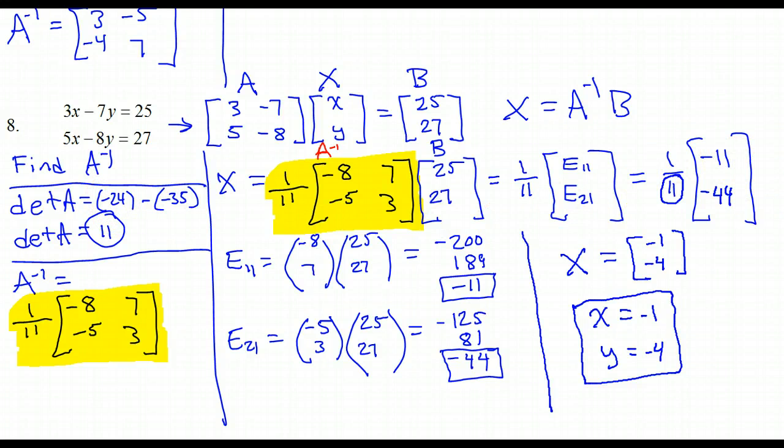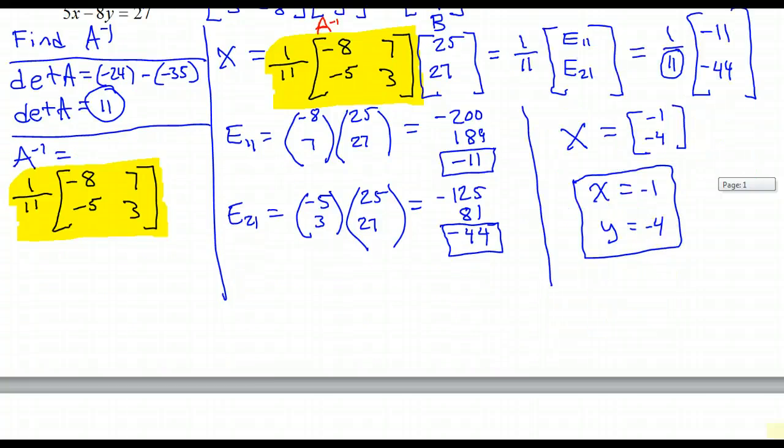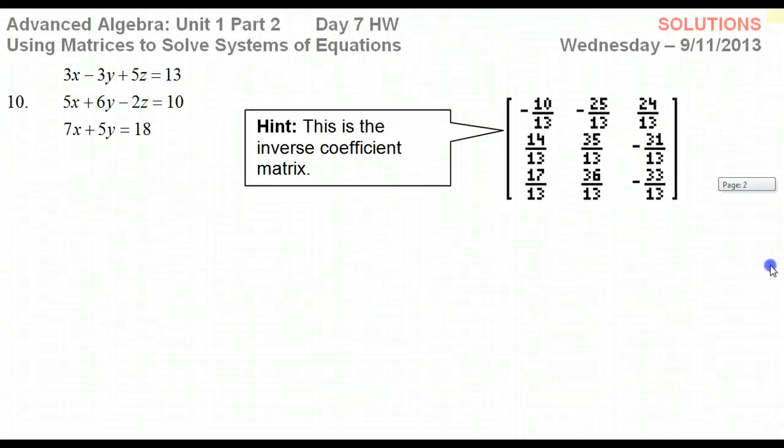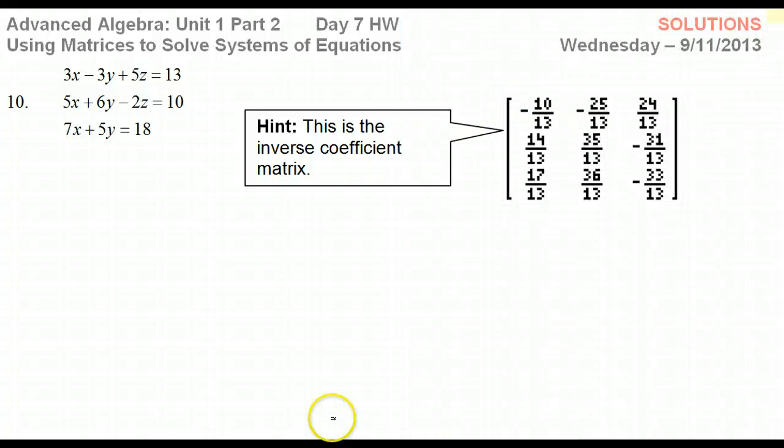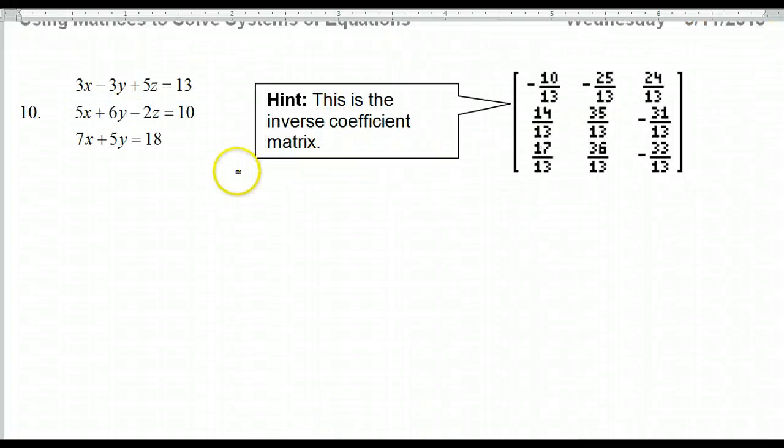Alright, let's move on to the back. This time we do not get to avoid the ugly fractions. Luckily, we have our trusty TI-30 XS Multiview at our side to help us out. Alright, let's do number 10 and deal with these ugly fractions.